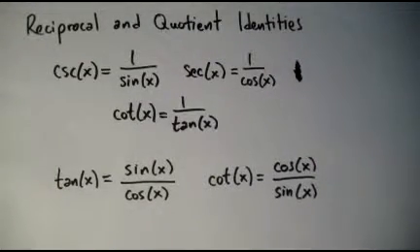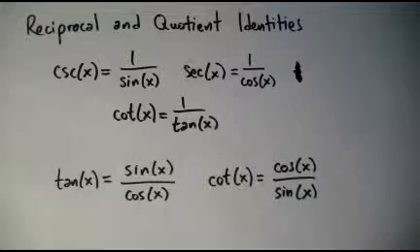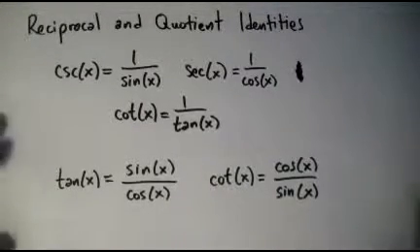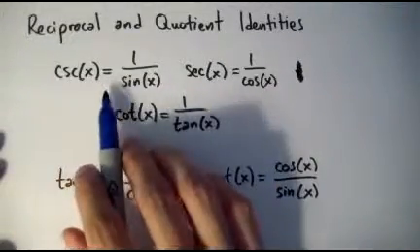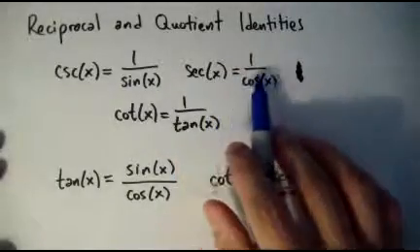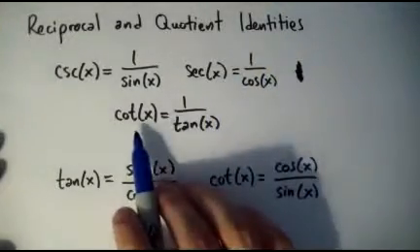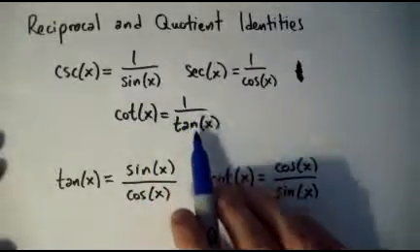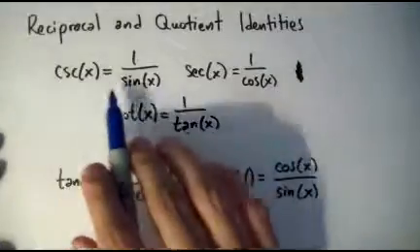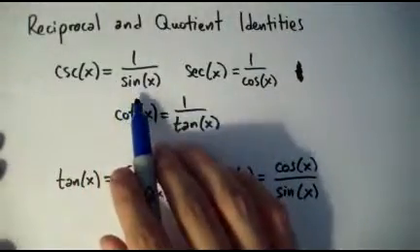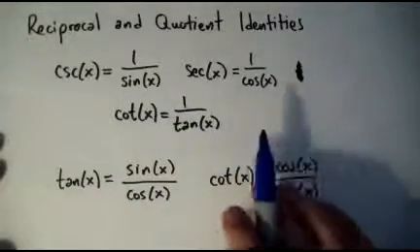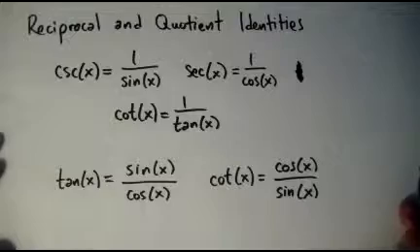Let's talk about what are known as the reciprocal and quotient identities. So first, the reciprocal identities say that cosecant of x is equal to 1 over sine of x, secant of x is equal to 1 over cosine of x, and cotangent of x is equal to 1 over tangent x. Of course, you could rearrange all of these and find things like sine of x is equal to 1 over cosecant of x, and similarly for all the others. But if you can remember these three, you can remember all of their rearrangements.